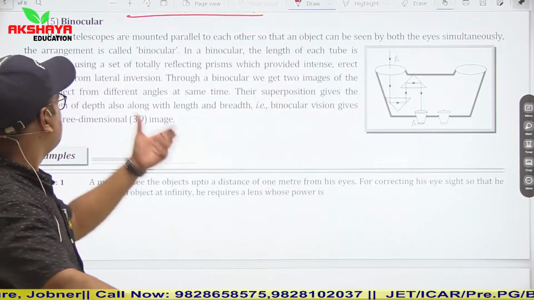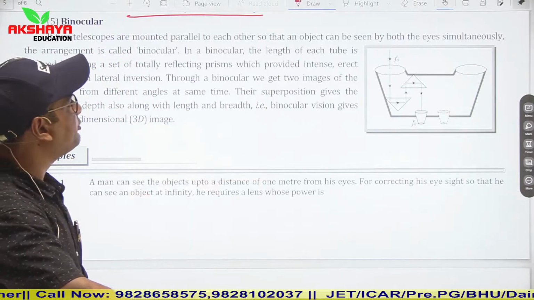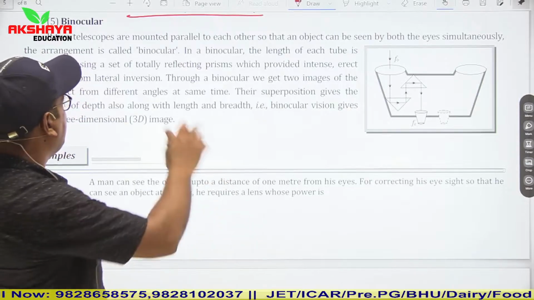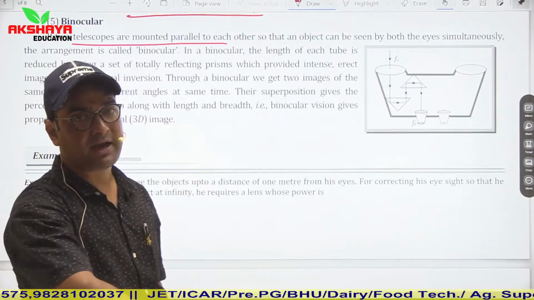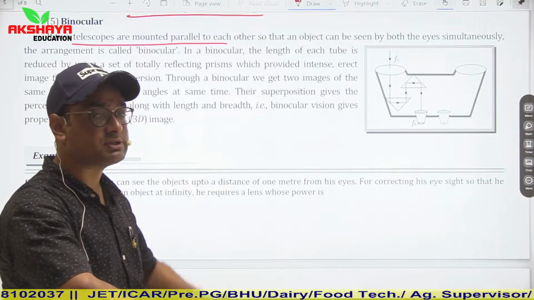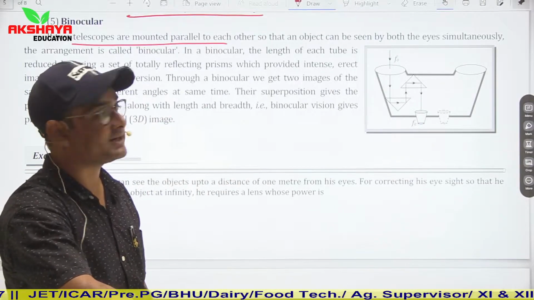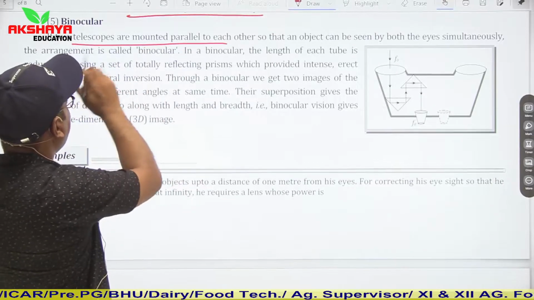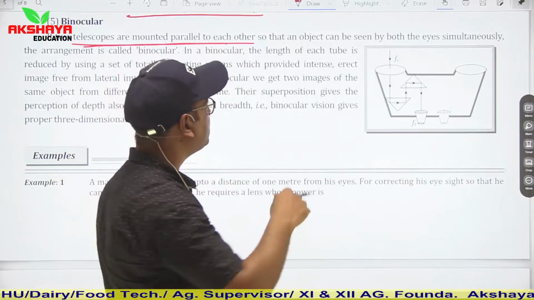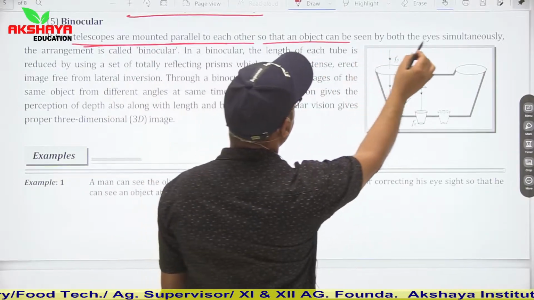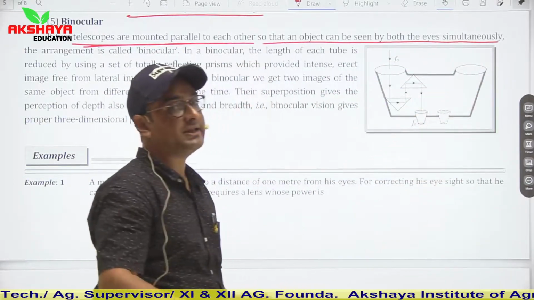Binocular. If two telescopes are mounted parallel to each other, so you know about binocular. A binocular is also basically used to see clear images of distant objects. So in a binocular, what happens? Two telescopes are mounted parallel to each other, so that an object can be seen by both eyes simultaneously.